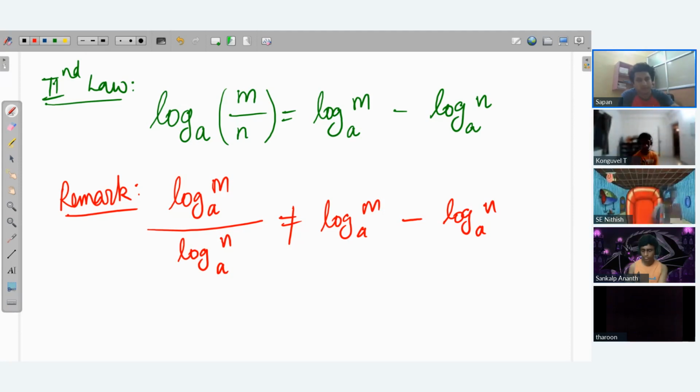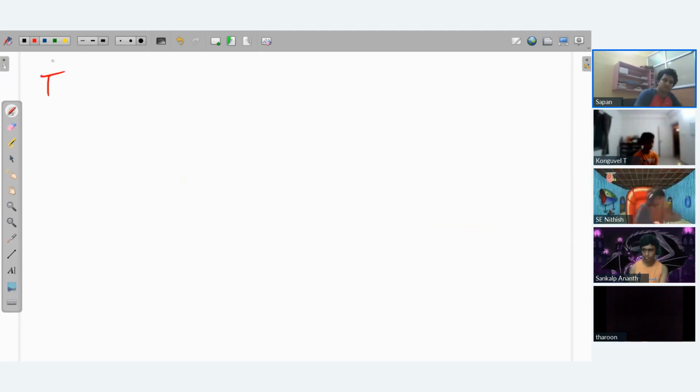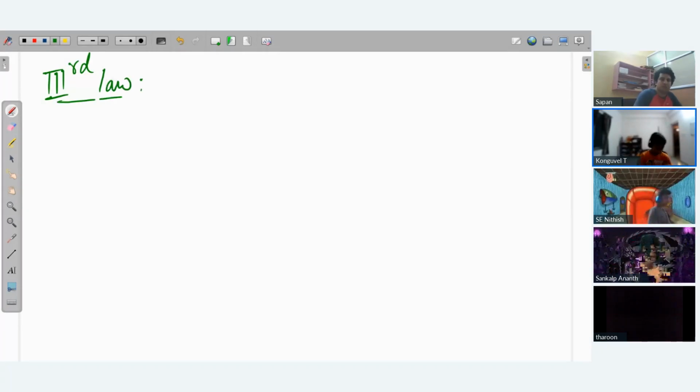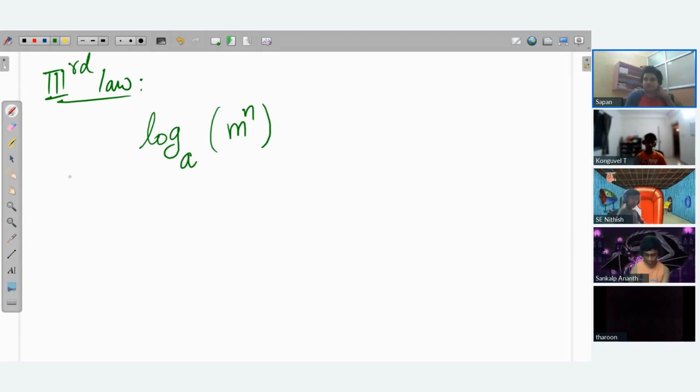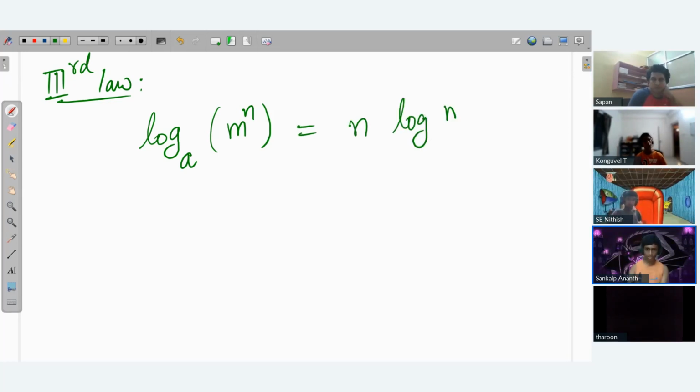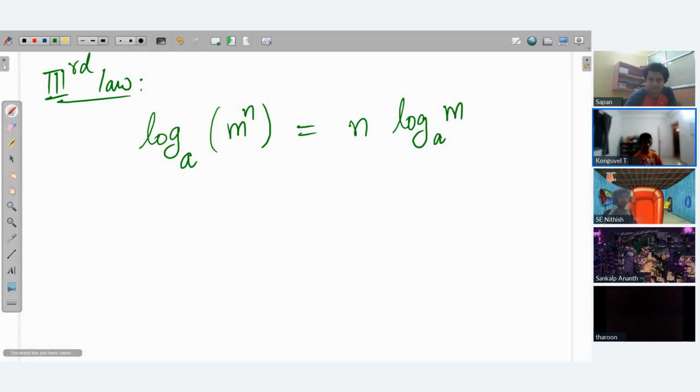Now, next is the third law. The law says that whenever you have log of a power on any base, then it can be written as n times log m on base a. Okay, sir.